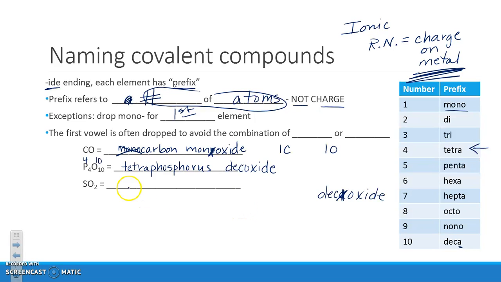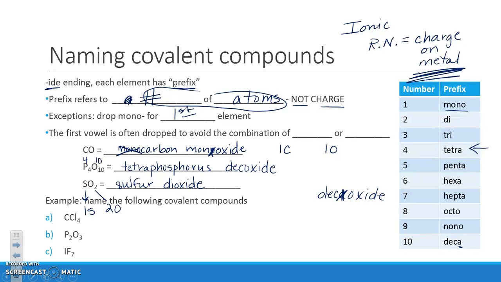All right, and then for our last example, here we have one sulfur. Do we write mono on it? No mono, so we write sulfur. It's U-R, not E-R. Sulfur, and there's 2 oxygens, so sulfur dioxide. And there would be no vowel confusion on that one, so yes, you would keep the I.